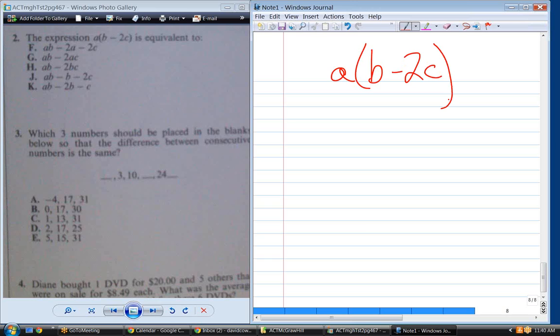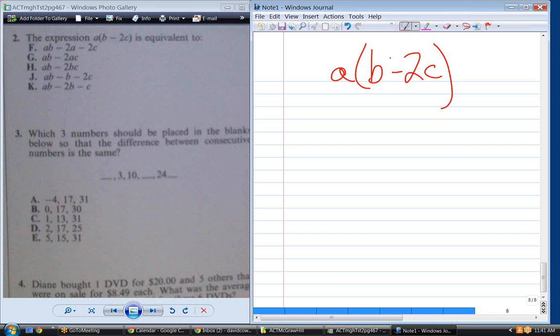Again, they're not looking for a number. They just want you to distribute this and pick from the available answers what it is. So distribute this. Distribute the A. AB minus 2A minus A. No. Plus 6.